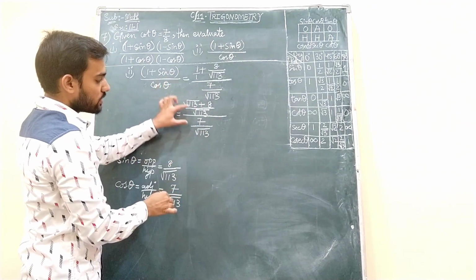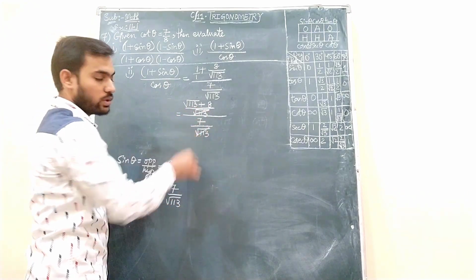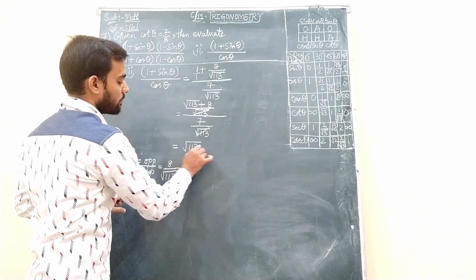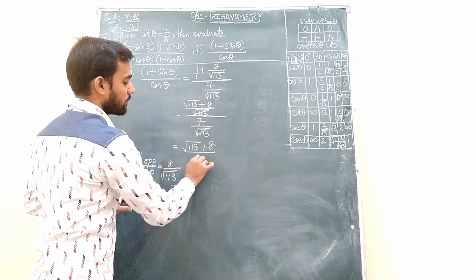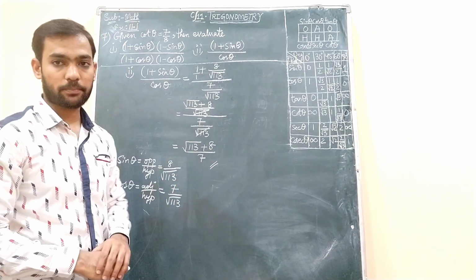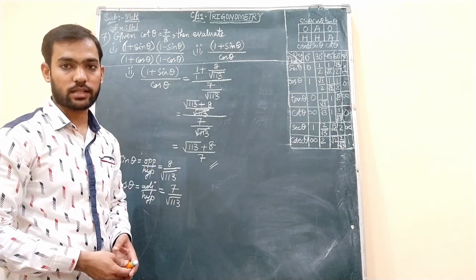Now if you see, here also denominator is root 113, here also denominator is root 113. They both get cancelled. What remains? Root 113 plus 8 divided by 7 is your answer for this second bit. Okay. Note down this one. Then we will proceed to the last question of this exercise.